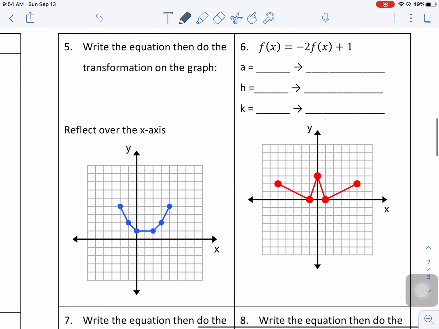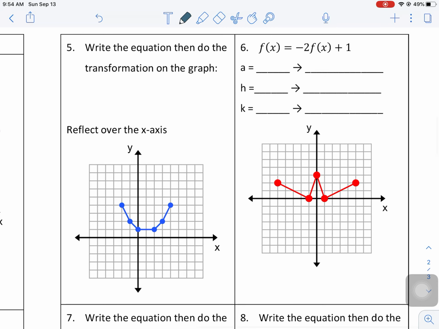Okay. All right. Next one. Write the equation, then do the transformation of the graph. Reflection over the x-axis. Okay. So we're reflecting only.